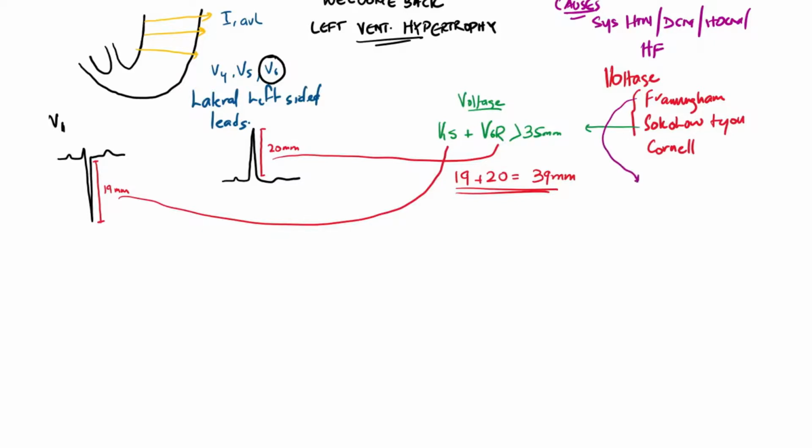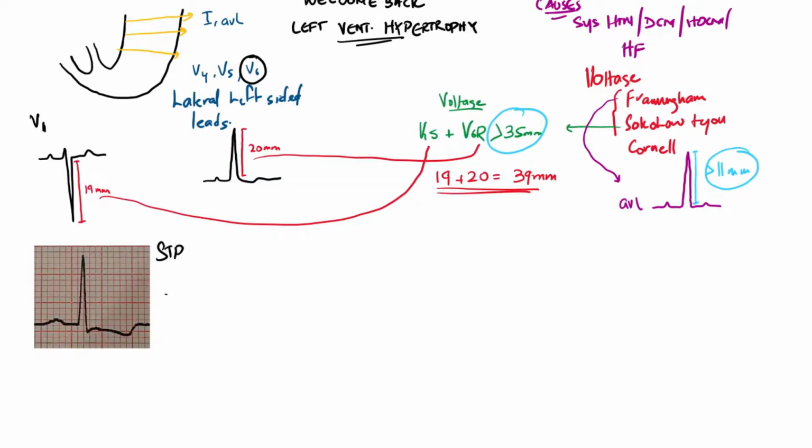Let's take a look at the Framingham voltage criteria. The Framingham voltage criteria is primarily dependent on aVL, which is one of the lateral leads again. So if the height of the R wave is more than 11 millimeters in aVL, you can confidently say that this ECG is again suggestive of left ventricular hypertrophy. So essentially you have to remember two numbers over here. For the Sokolow-Lyon it's 35 millimeters, and for the Framingham it's 11 millimeters in aVL.